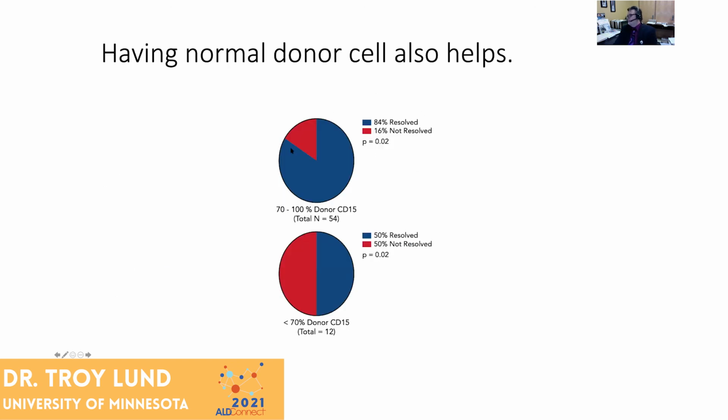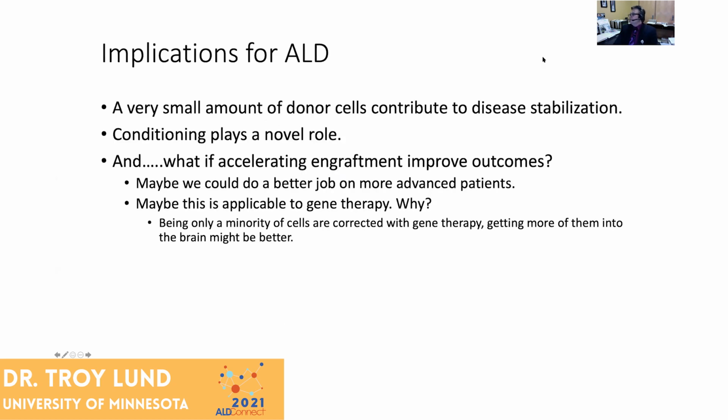And then another part of this paper is that we looked at donor chimerism. So 70% donor cells have the faster resolution of gadolinium. If you're only 50% donor cells, you are less likely to resolve your gadolinium. And again, we use that as a surrogate for ALD remission. So the implication of all of this for ALD is that a small amount of donor cells contribute to disease stabilization is what we believe. And some of this data can probably lead to further development of that idea.